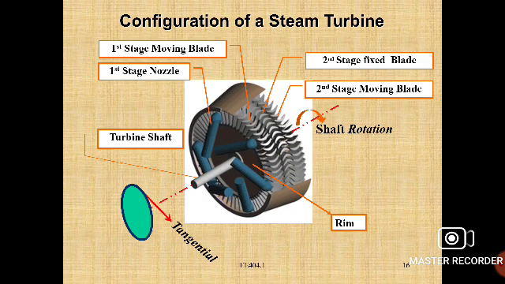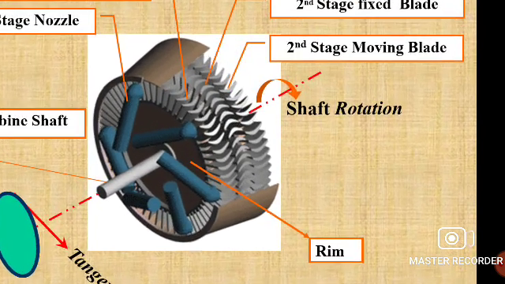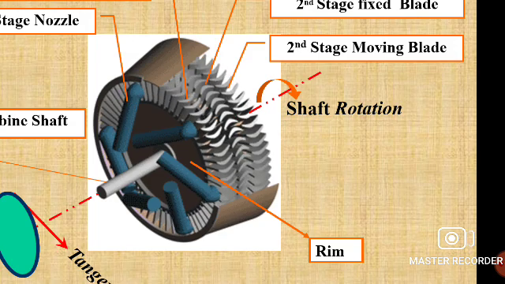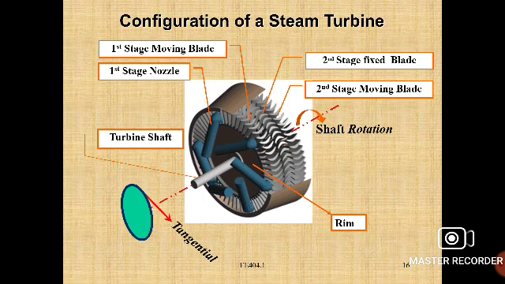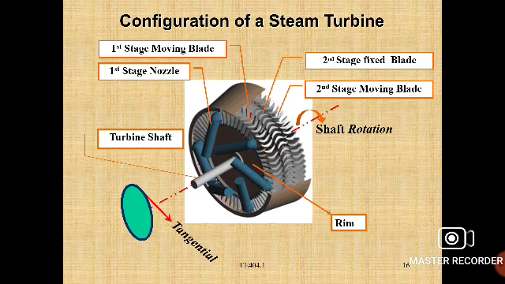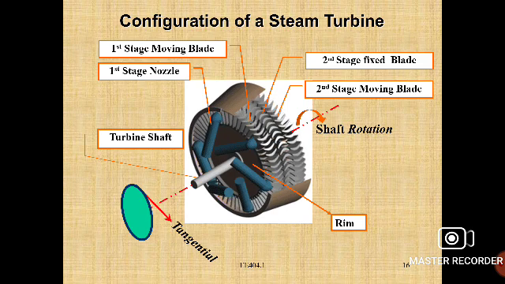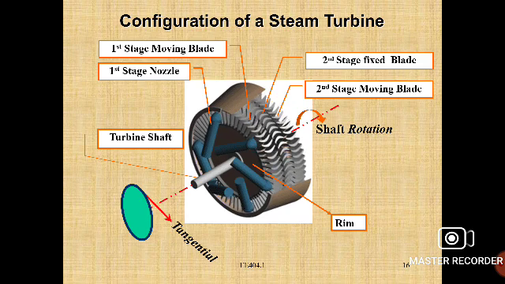In the middle we have the rotor. You can observe the shaft rotation and the revolving of the moving blades. The first stage moving blade will be moving, and next to it is the fixed blade, and third is again the second stage moving blade. It means one stage consists of one nozzle, one moving blade and one stationary blade. These are one set, or one stage.